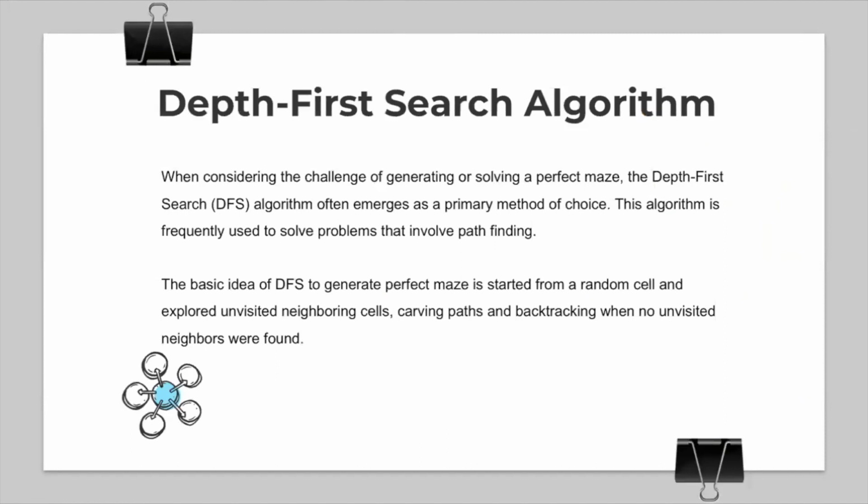When considering the challenge of generating or solving a perfect maze, the DFS often comes as a primary method of choice. This algorithm is frequently used to solve problems that involve pathfinding. The basic idea of DFS to generate a perfect maze is to start from a random cell and explore unvisited cells, carving paths, and then backtracking when no unvisited neighbors are found. Now let's take a look at the implementation.